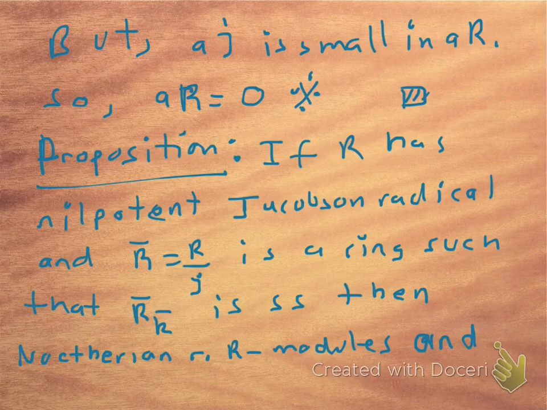So this is the next proposition. If R has nilpotent Jacobson radical and R by J is a semisimple ring in the Wedderburn sense, on the right side, let's say, then the Noetherian R modules and the Artinian R modules are the same class.